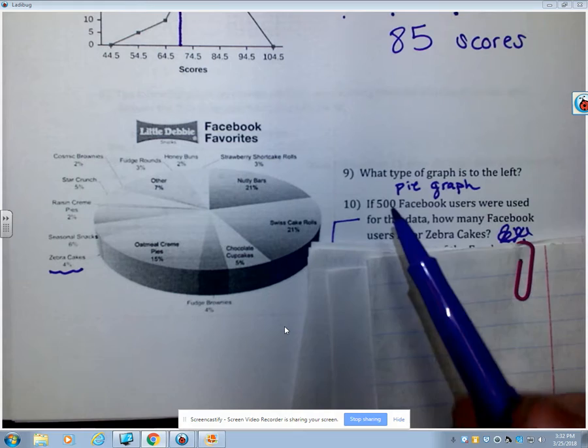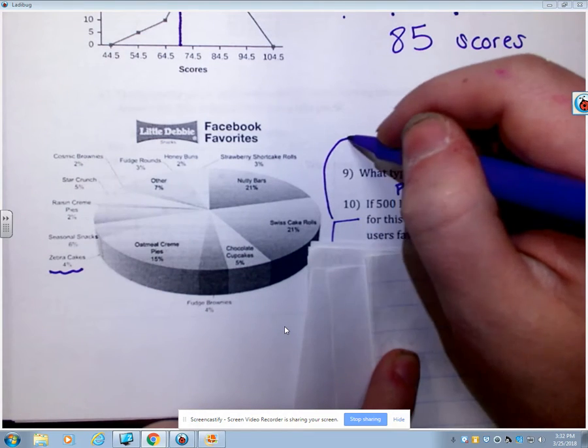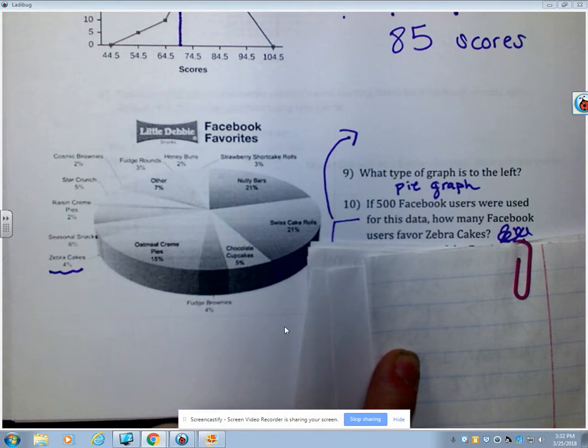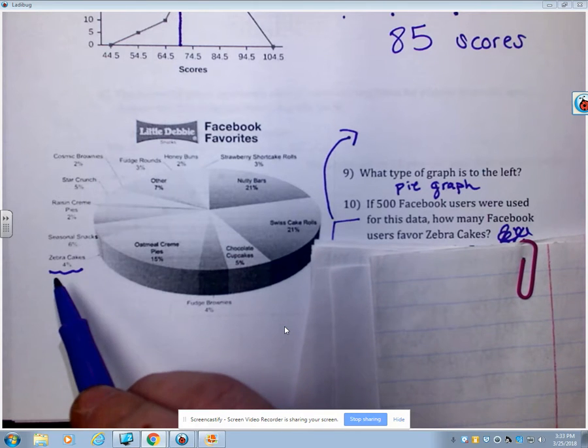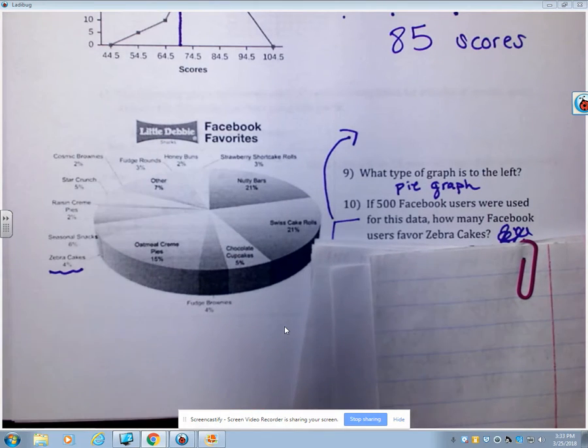Question 10 asks, if 500 Facebook users were used for this data, how many Facebook users favored zebra cakes? I'm going to draw an arrow up here so I can do my math. Looking at zebra cakes, it says 4%. I want to multiply that 4% by the 500. But if I just do 4 times 500, I get 2,000, so that's not going to work.